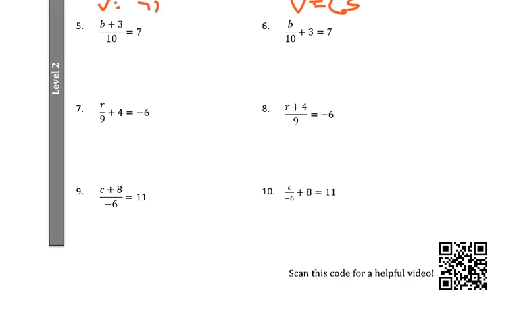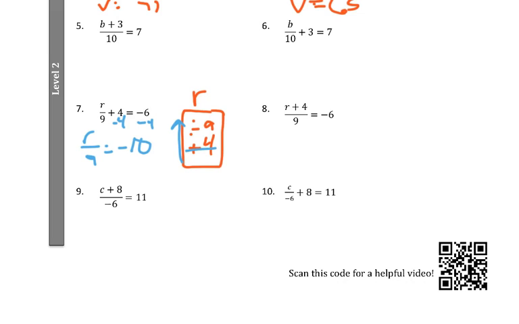So let me go ahead and solve question 7 using the box of doom method. And we have an r, and there's only one r there, so this works. r is being divided by 9 and added by 4. And so when we divide by 9 and then add by 4, we're going to do the opposite operations backwards. Subtract 4 first. So r divided by 9 equals negative 10. And then we're going to multiply by 9 because it's being divided by 9. And we would get that r equals negative 90. And then you can and should check your work.